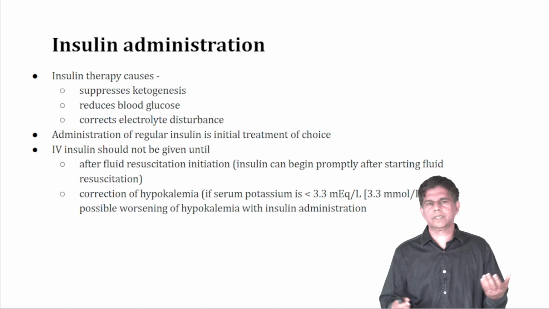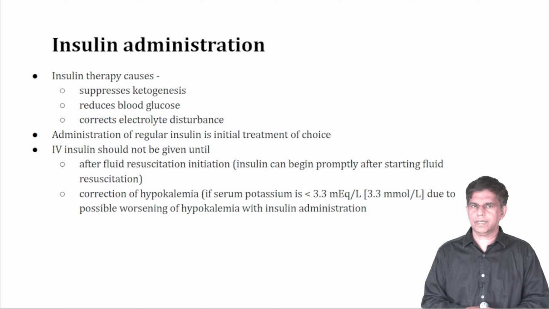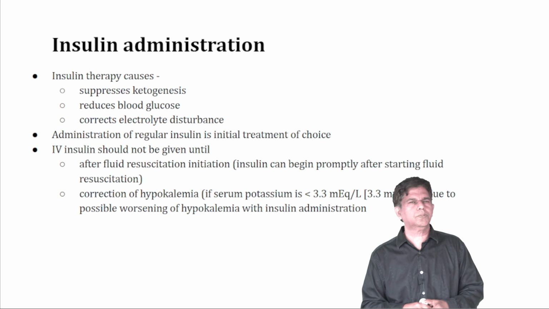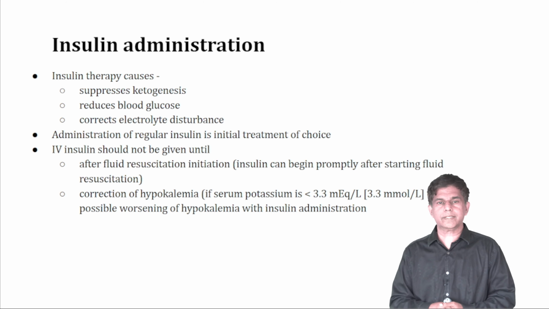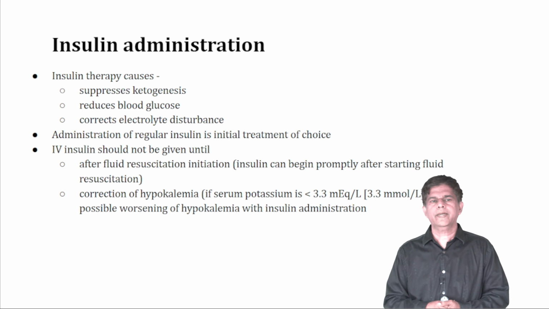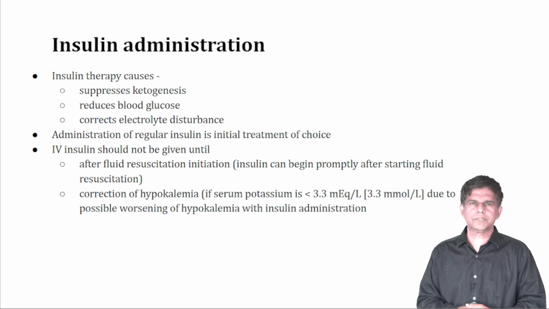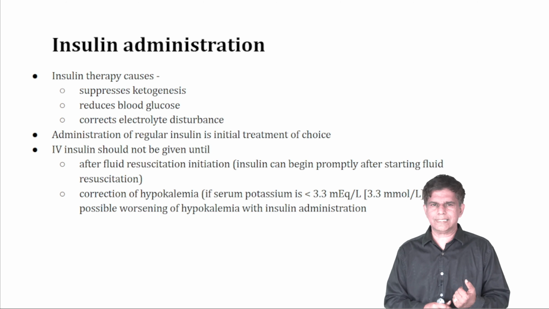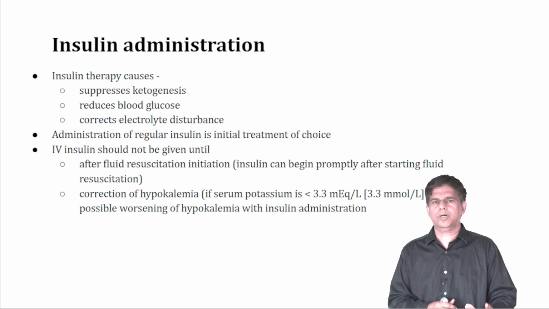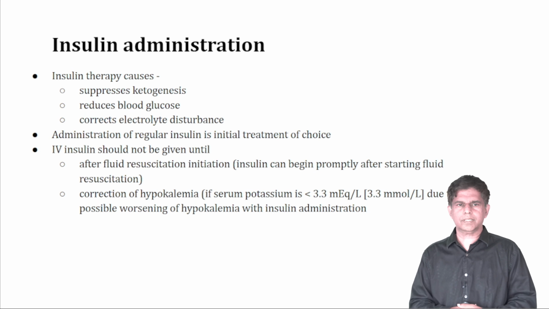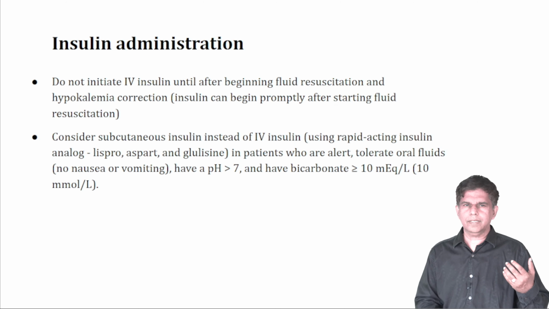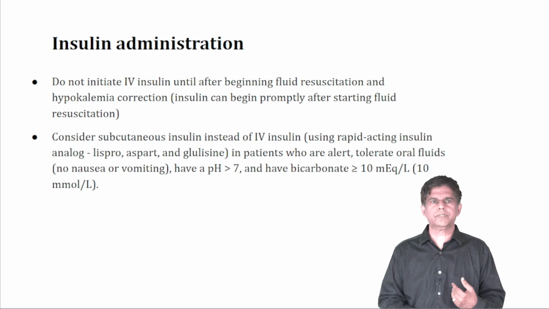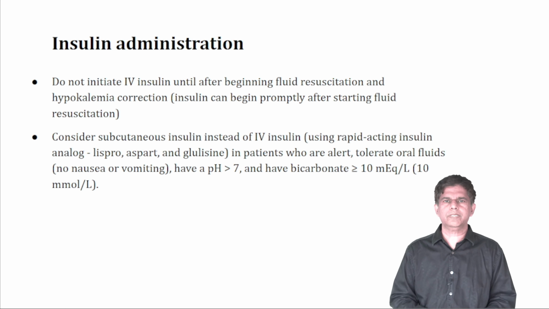So the main treatment in DKA is insulin therapy, right? What does it do? It suppresses ketogenesis, reduces blood glucose, and corrects electrolyte disturbances also, right? And I think initially the first thing we should think of is fluid resuscitation, promptly start that, and then you can start the insulin, and you correct the hypokalemia also.